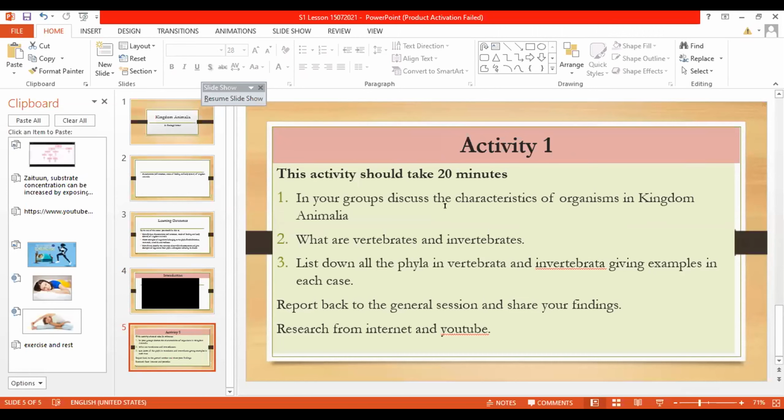The first one is in your groups. You're going to discuss the characteristics of organisms.